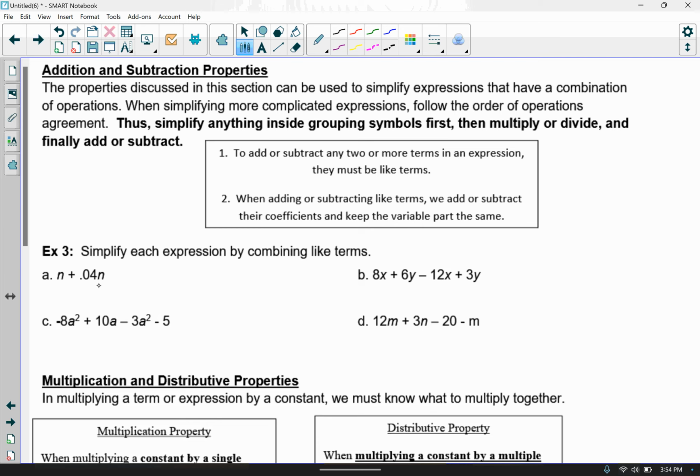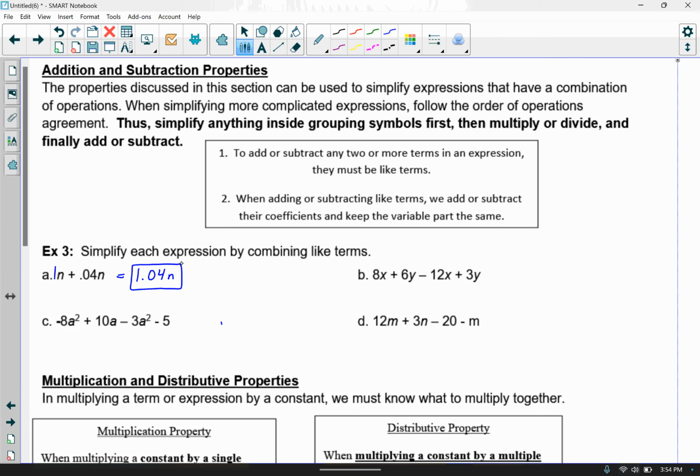You have n plus 0.04n. In front of that n, the first n doesn't have a number in front of it, but if it doesn't have a number, there's an imaginary 1 sitting in front of that. So now this is like 1 plus 0.04, or you can think of it as a dollar. So a dollar plus 4 cents, they're both n, so I get to combine them. That becomes 1.04n. Final answer.